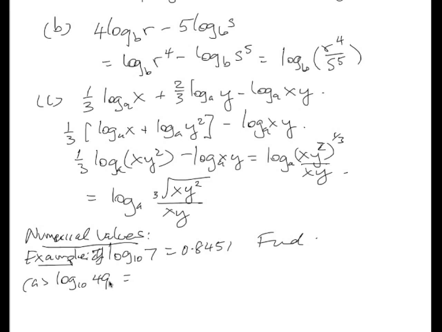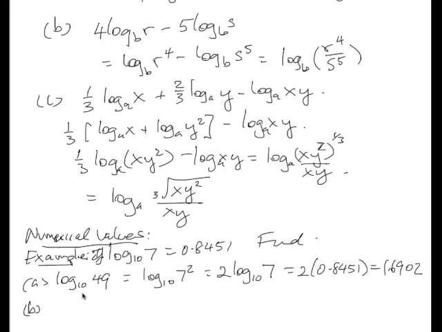Well, if we can write 49 in terms of 7, which we can of course, which is 7 squared, then this of course is equal to 2 log in base 10 of 7 using our log rules. So this will be twice 0.8451, which you can do on your calculator. It comes out to be 1.6902.